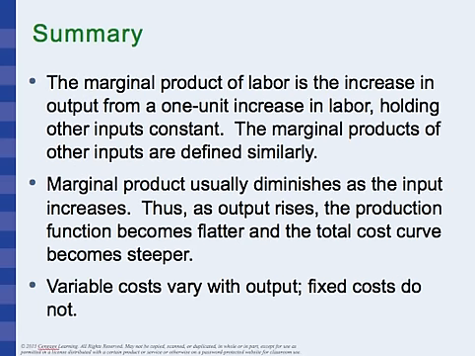how your input costs versus your output, how much you produce. The marginal product of labor is the increase in output from a 1 unit increase in labor, holding all other inputs constant. The marginal products of other inputs are defined similarly. The marginal product usually diminishes as the input increases. Thus, as output rises, the production function becomes flatter and the total cost curve becomes steeper. It starts to creep up over time. Variable costs vary with output and fixed costs do not. So variable costs are variable and fixed costs are fixed.